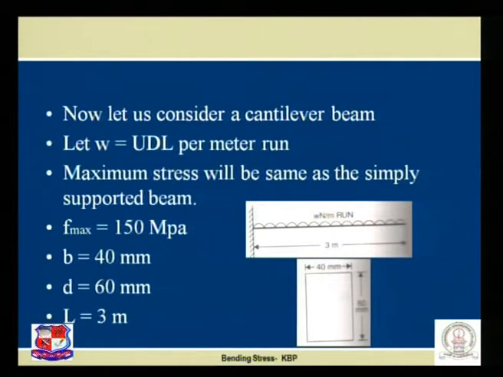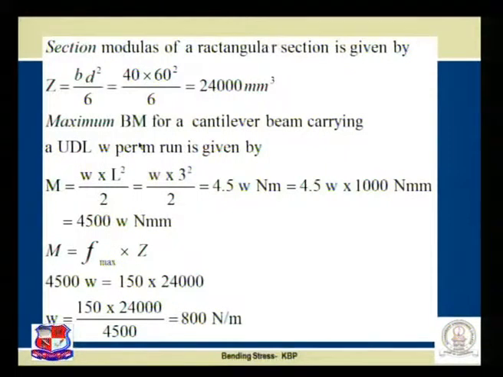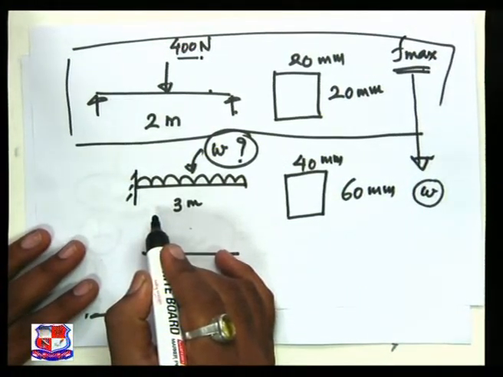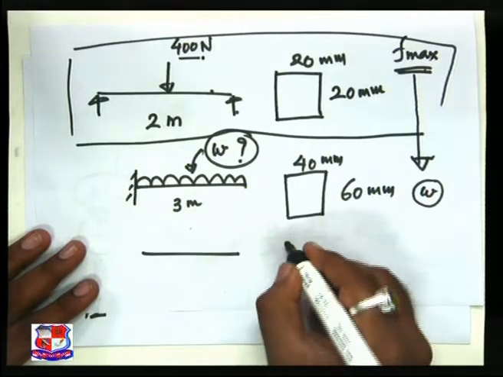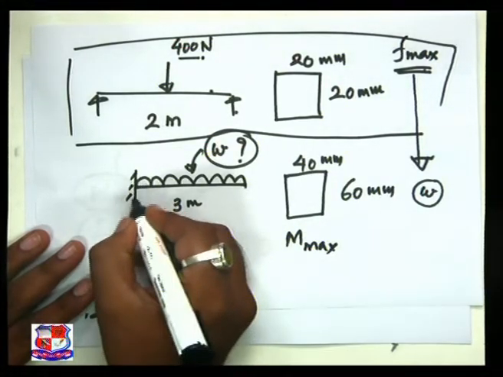Now let us consider a cantilever beam. W is a UDL per meter run. We know the F max, we know the B, that is 40, D and length. Then section modulus Z is BD square by 6, 40 multiplied by 60 square by 6 is 24,000 millimeter cube. Now for a cantilever beam, the important point is this one. Come to this tabletop. For this cantilever beam, what is the value of M max? M max takes place at the fixed end.